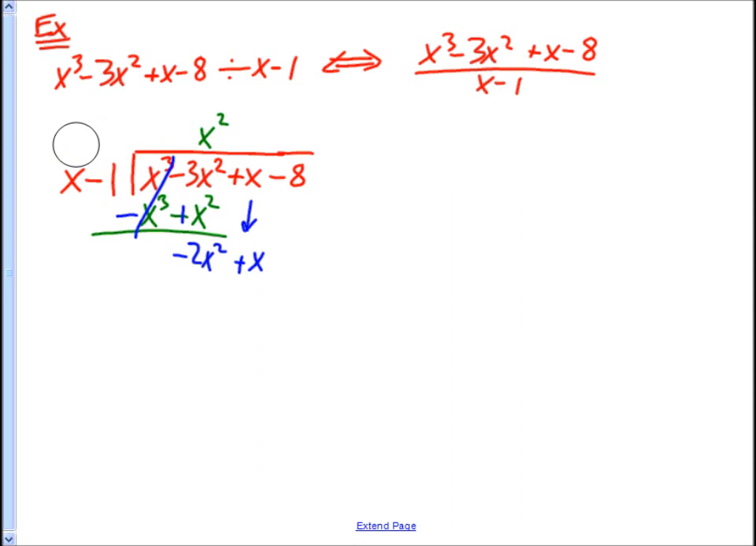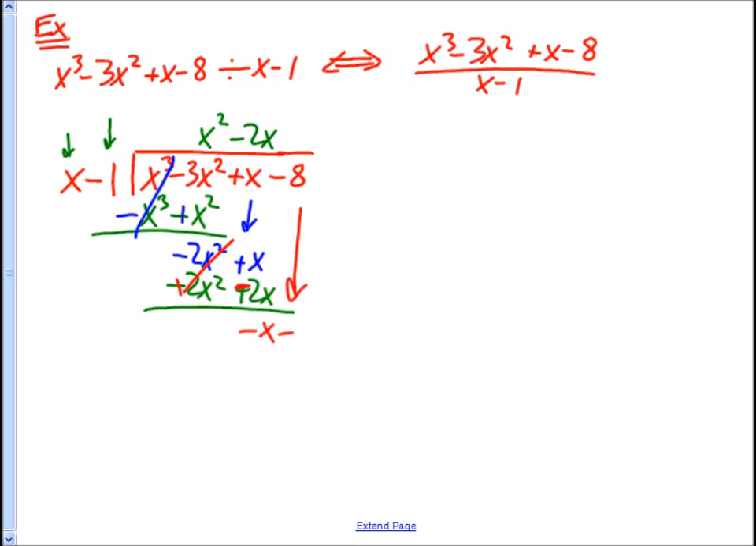Okay, so we got, what times x gives us, I'm trying to match this right here, negative 2x squared? What times x gives you negative 2x squared? And you say, well, that's a negative 2x. So that's what I'm going to put. I'm going to put in a negative 2x, and I'm going to multiply by each one of those in the divisor. So negative 2x times x, negative 2x squared. We matched it, right? Negative 2x times a negative 1, positive 2x. Don't forget, change, right?